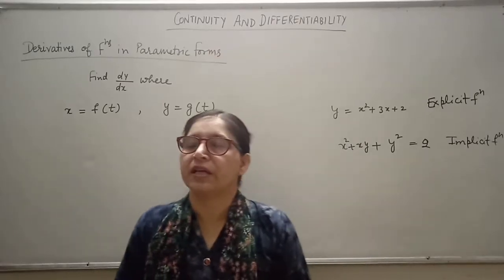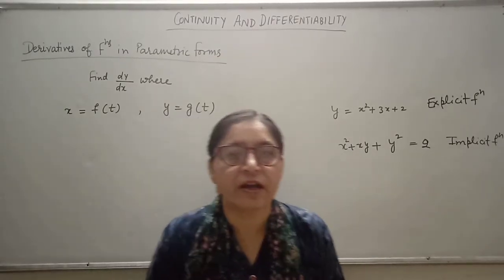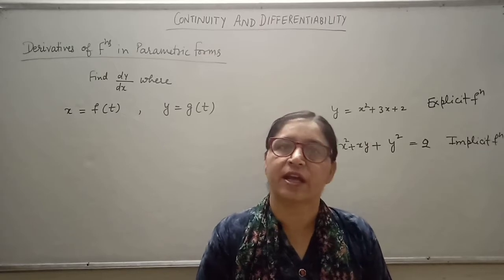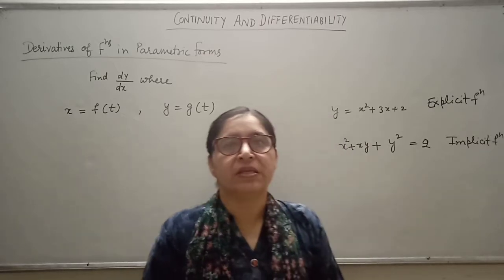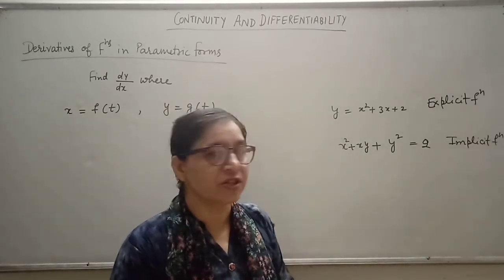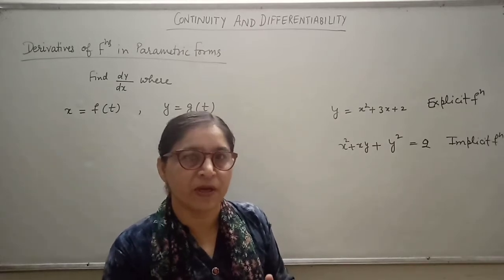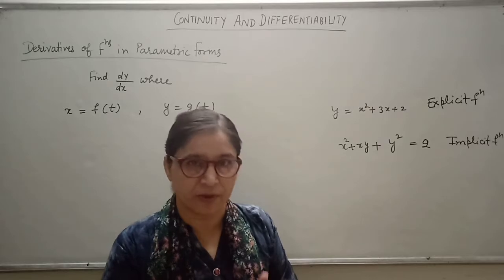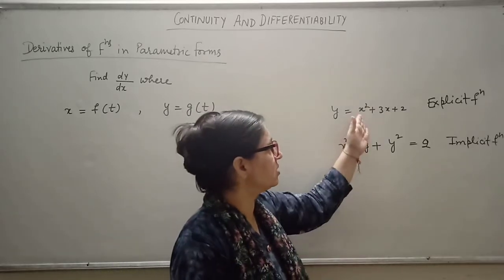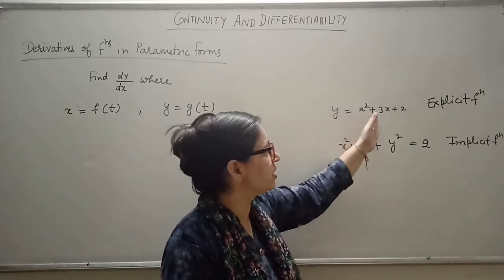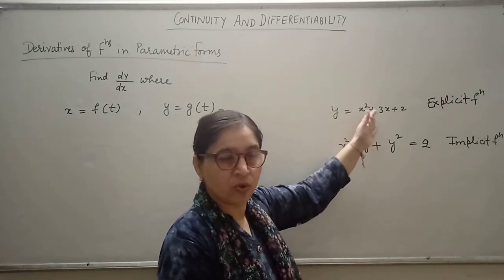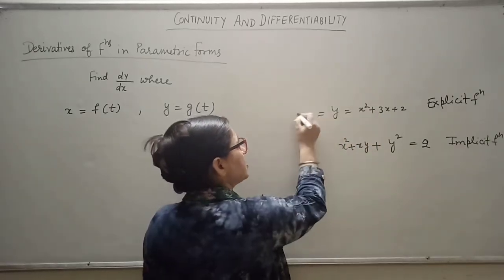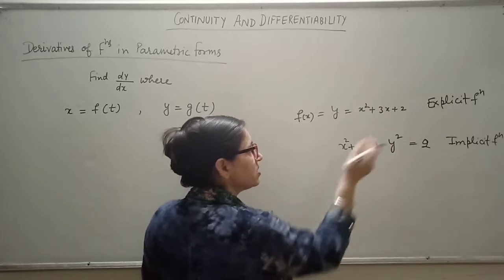Students, in exercise 5.3 we studied implicit functions and explicit functions. An explicit function is one in which one variable can be written in terms of the other variable, like this. This y is related with the x, so y is equal to f(x). Then it is known as an explicit function.